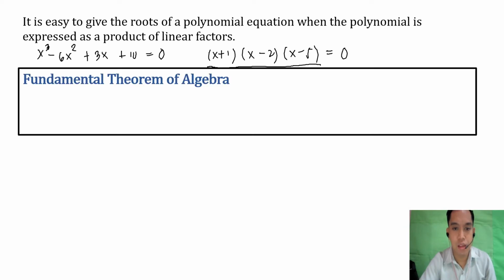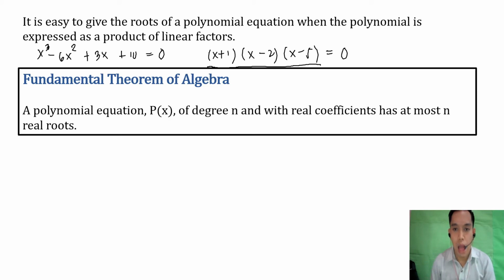Okay, so we have the fundamental theorem of algebra. A polynomial equation p of x of degree n and with real coefficients has at most n real roots. So ibig sabihin, class, kung ano yung value ng degree mo, yun din yung value ng iyong roots. So take for example, if the degree is 4, you have 4 real roots also. So kung yung degree ay 5, mayroon ka ding 5 real roots sa ating polynomial equation.